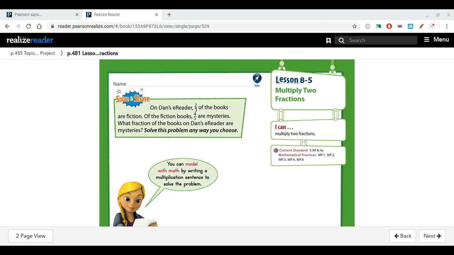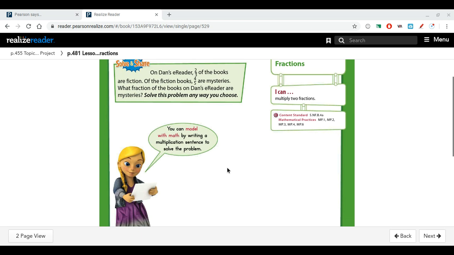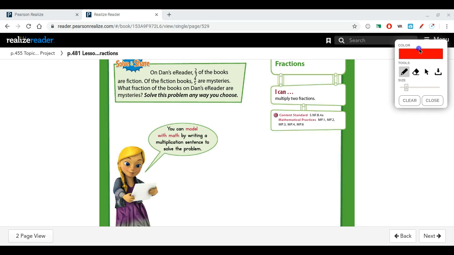So let's take a look at your solve and share. The very first problem says, on Dan's e-reader, 2/3 of the books are fiction. Of the fiction books, 4/5 are mysteries. What fraction of the books on Dan's e-reader are mysteries? As this is a multiplication problem, one of those keywords that we had was "what fraction of the books." So that tells me that I'm going to take 2/3 and multiply that by 4/5.